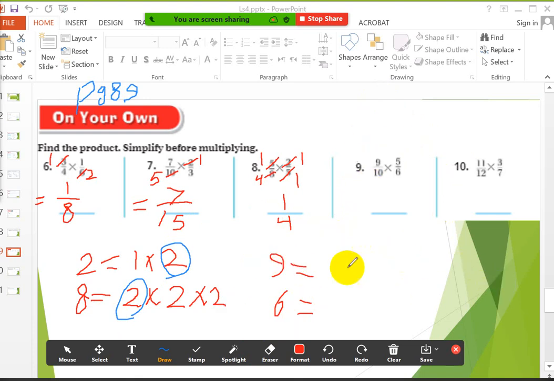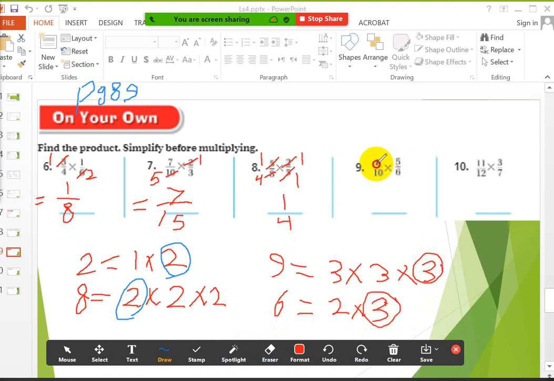So the greatest common factor, if you find the multiples for 9, it will be 3 multiply 3. And the multiples for 6, it will be 2 multiply 3. So what is the common factor between them? It's 3. So I can divide both numbers on 3.